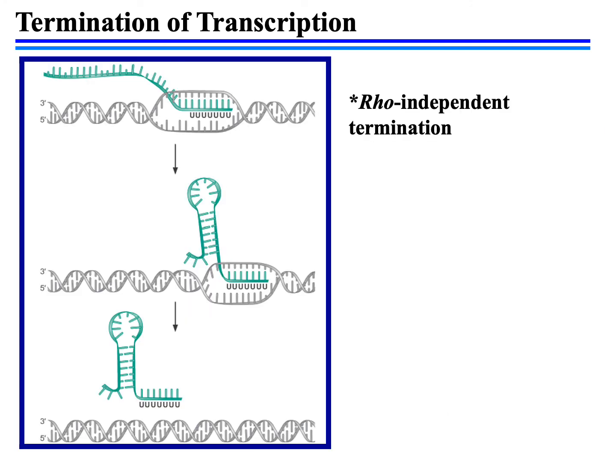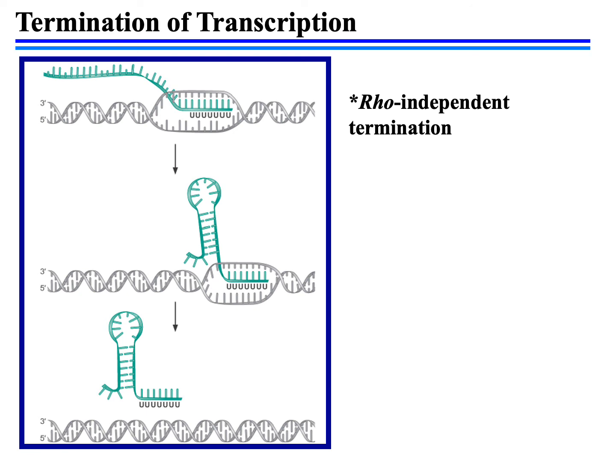So let's look at rho independent, which just means it's a mechanism that doesn't require the help of an additional factor named rho. There is an inverted sequence in the terminator, followed by an A-rich region in the sequence as well. So you have an inverted repeat, then you have an A-rich region. What happens is the polymerase continues to synthesize RNA, and when it gets to the stretch of the A-rich region, it actually slows down just a little bit.